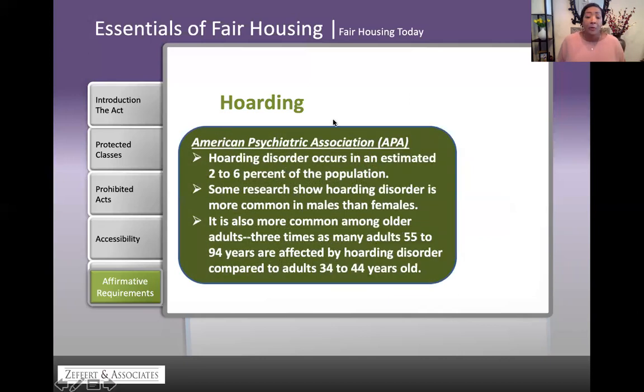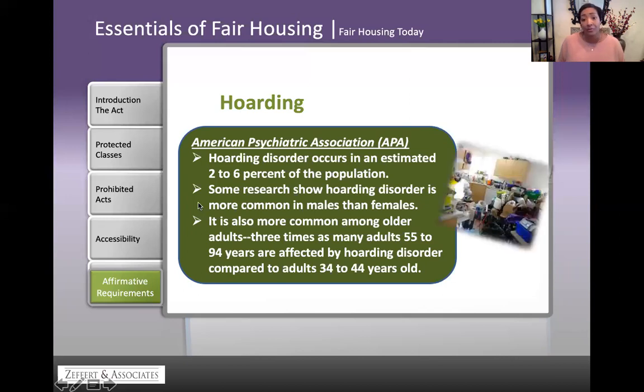Here's some important numbers to know about hoarding from the APA. Hoarding disorder occurs in an estimated 2 to 6% of the population. Some research shows that hoarding is more common in males than females, and it's more common among older adults. Three times as many adults 55 to 94 years of age are affected by hoarding disorder compared to adults 34 to 44 years old.